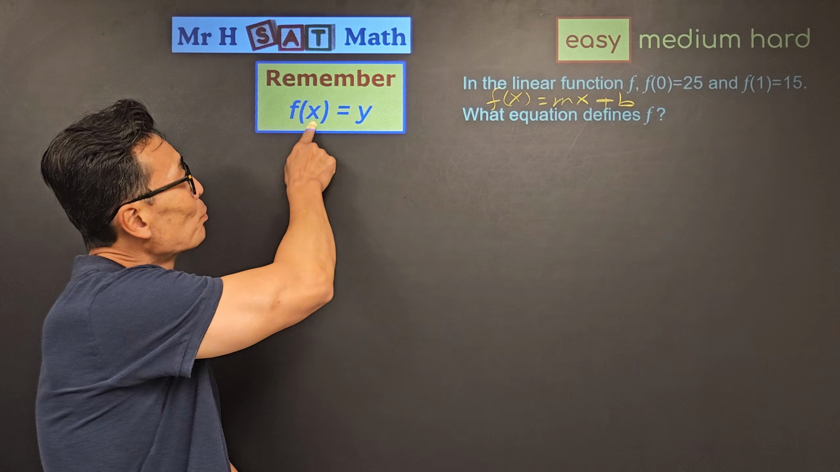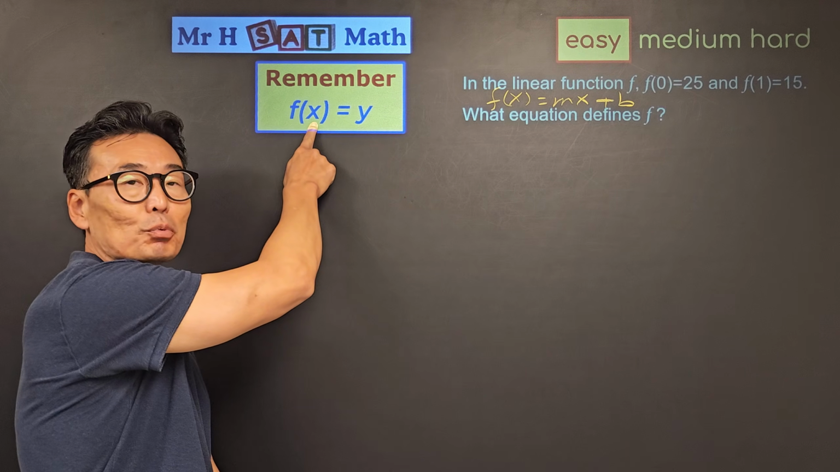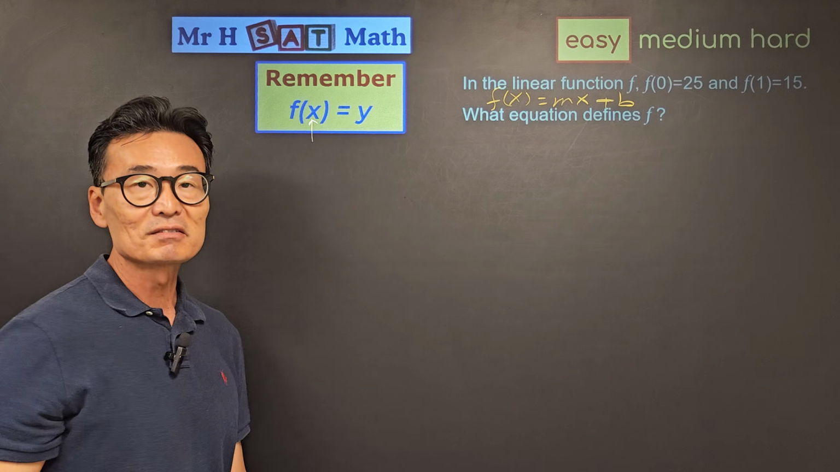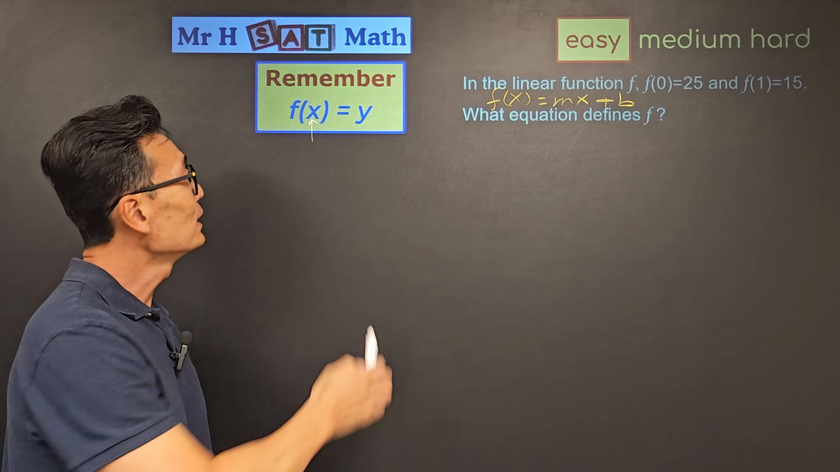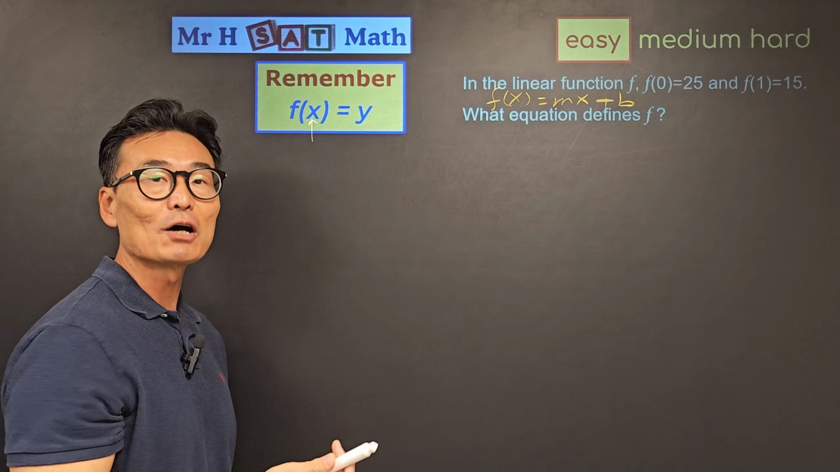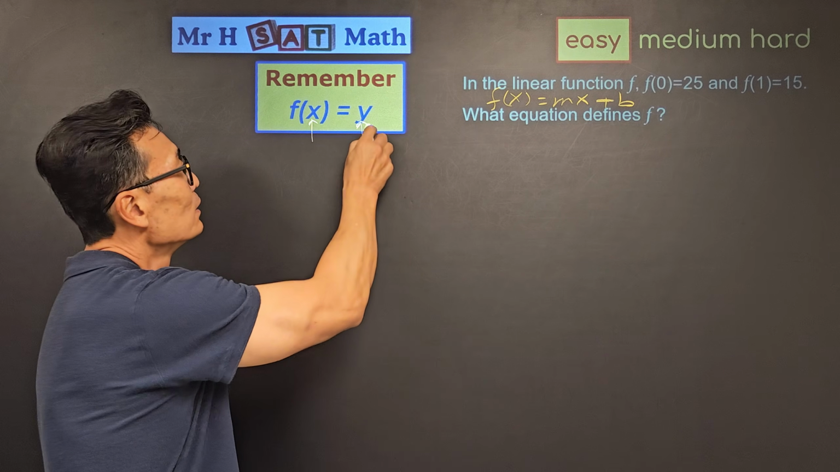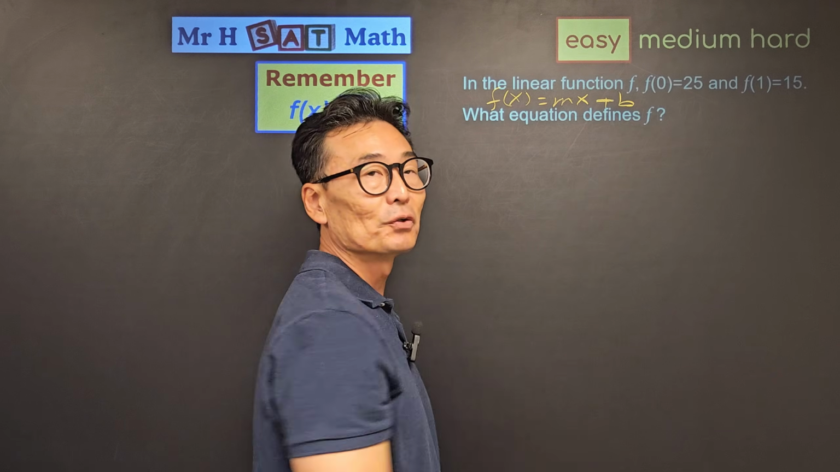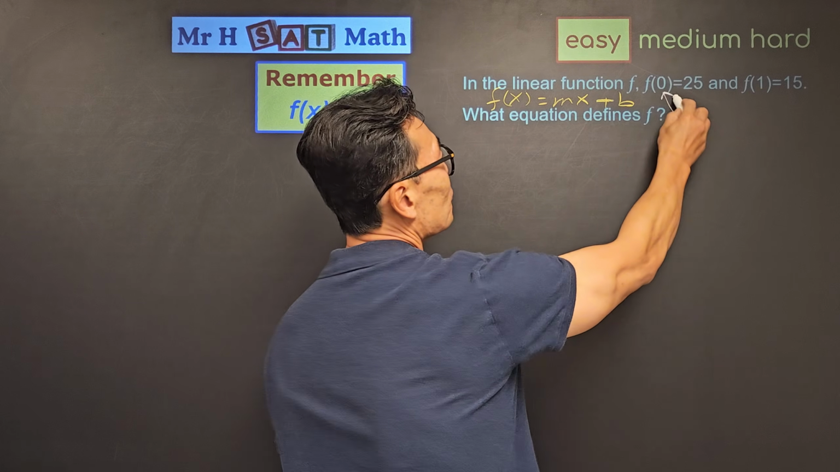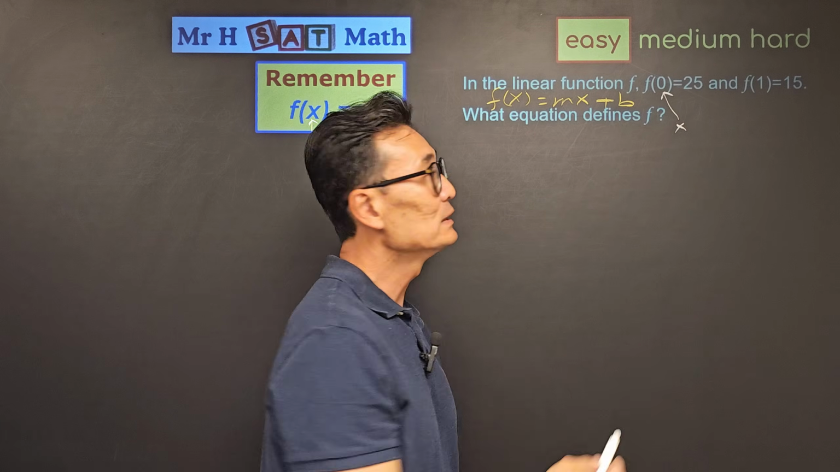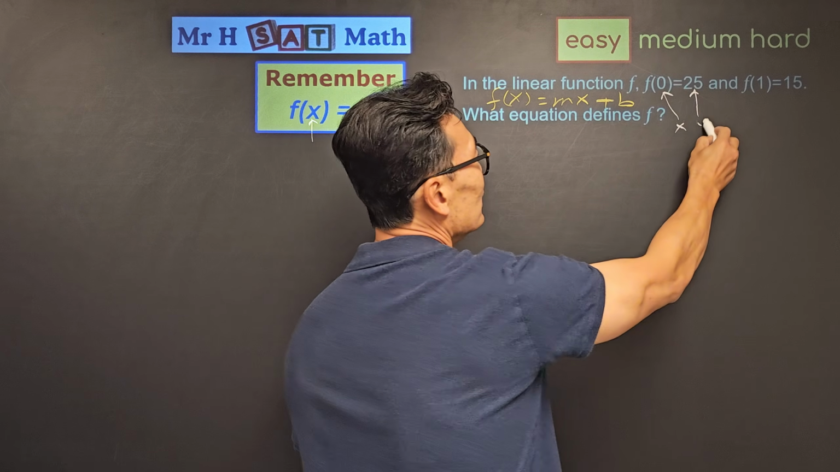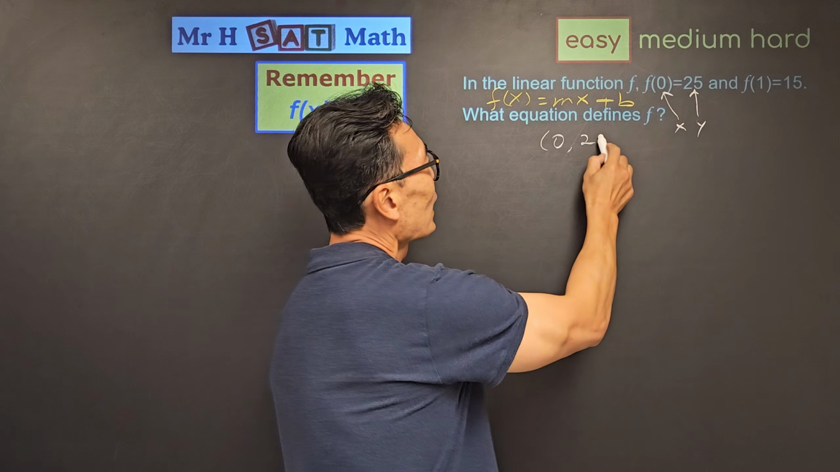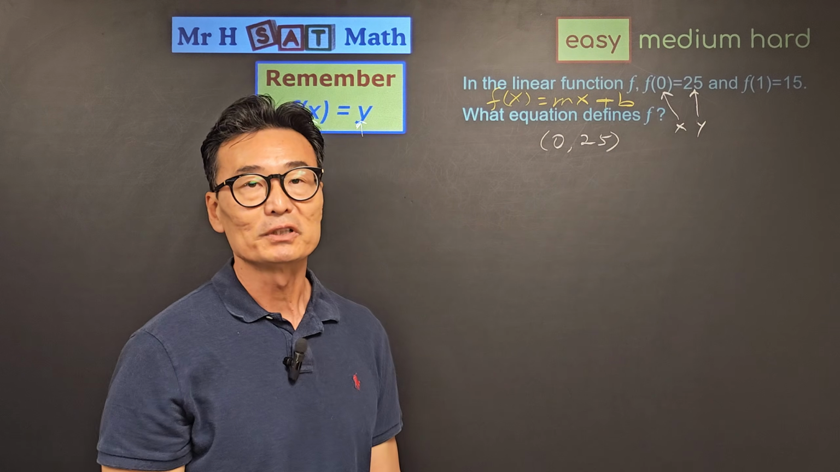When you're given f, parenthesis, and something in the parentheses, that value represents the x value or x coordinate, and then on the right side is the output or the y coordinate of the point. So when they say f of 0 is 25, 0 is the x coordinate and the y is 25. Simply 0 comma 25 is what they're talking about.